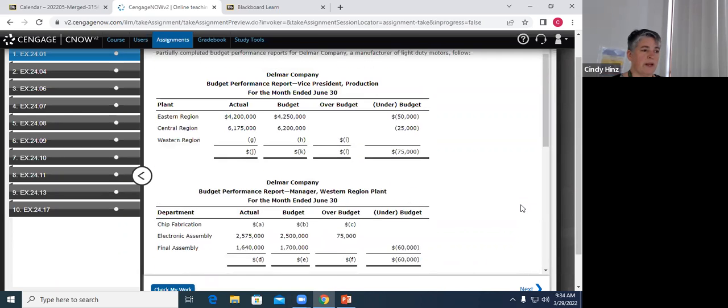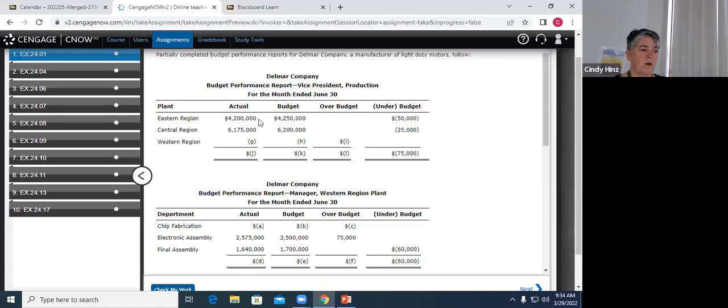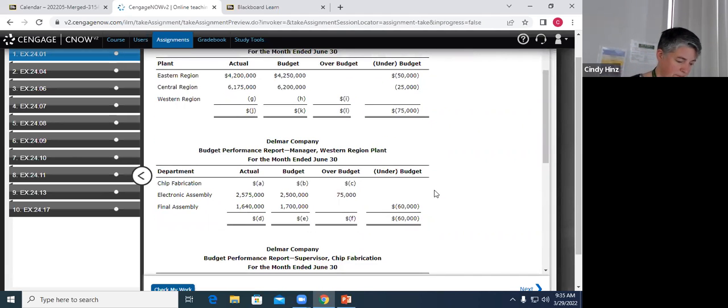And then to finish up part A, we are going to total the three actuals for the regions, the three budgets, and then net. Actually, it's the only region that's over budget. So we're going to just bring down letter I to letter L. It's the 375 that was letter F minus the 60,000. So it's F minus 60,000, which is 315.